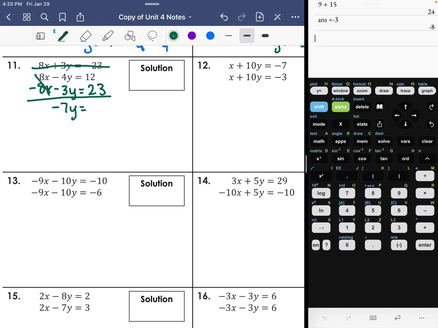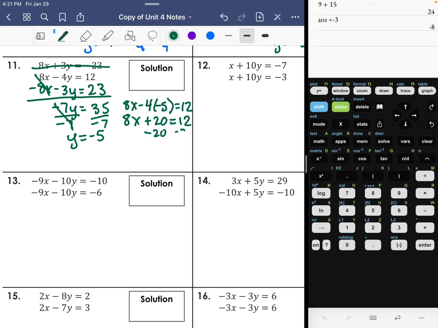12 plus 23 is 35. So y equals negative 5. Substitute back in. So I have 8x minus 4 times negative 5 equals 12. 8x plus 20 equals 12. Subtract 20. 8x equals negative 8. Divide by 8. x equals negative 1. So now my solution is negative 1, negative 5. Okay.